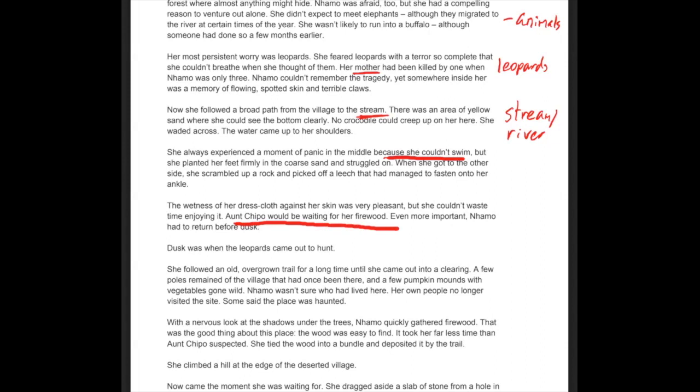Another thing may be this phrase here when it says dusk was when the leopards came out to hunt. That also indicates that she needs to come back within a certain time frame because she's scared of the leopards. As I read further, I realize that she has come across an old abandoned village, so that's something I would write just over here. This section talks about how she's gathering firewood. So just keeping a note of what we're reading as we go through the text will make it much faster when you're doing the questions.